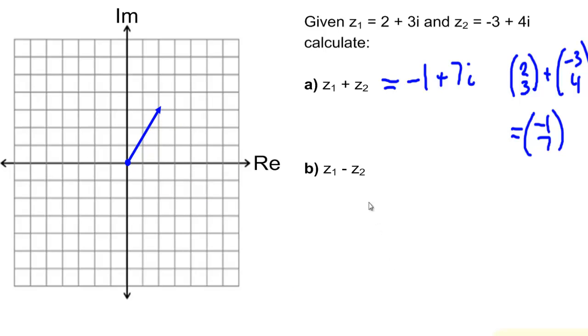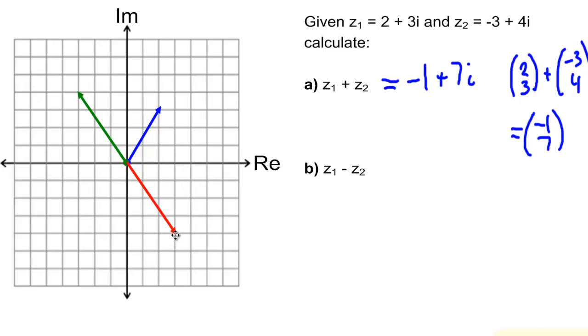There it is. And now we're going to subtract z2. So subtract negative 3 plus 4i. So here's negative 3 plus 4i. But just like in vectors, complex numbers work the same way. That negative sign is going to change all those signs. So negative 3 plus 4i would actually, just like a negative vector, become 3 minus 4i, as my red vector here represents.